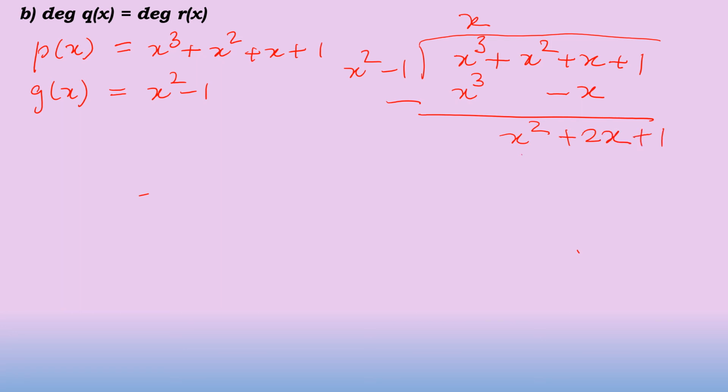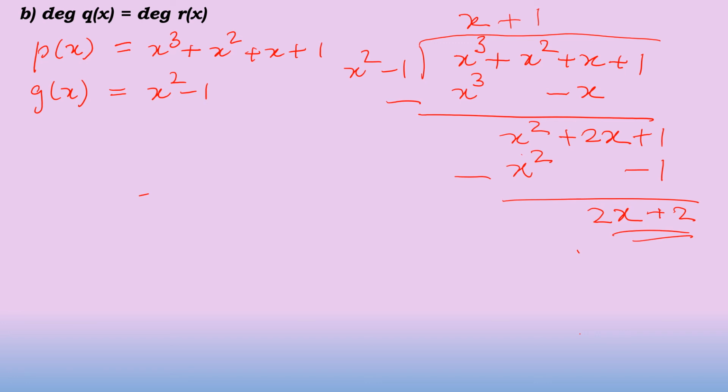Now x square divided by x square will be equal to 1. So you get x square. 1 into minus 1 will be minus 1. So when you subtract, x square minus x square will be 0. Bring down 2x. Then 1 minus minus 1 will be equal to plus 2.